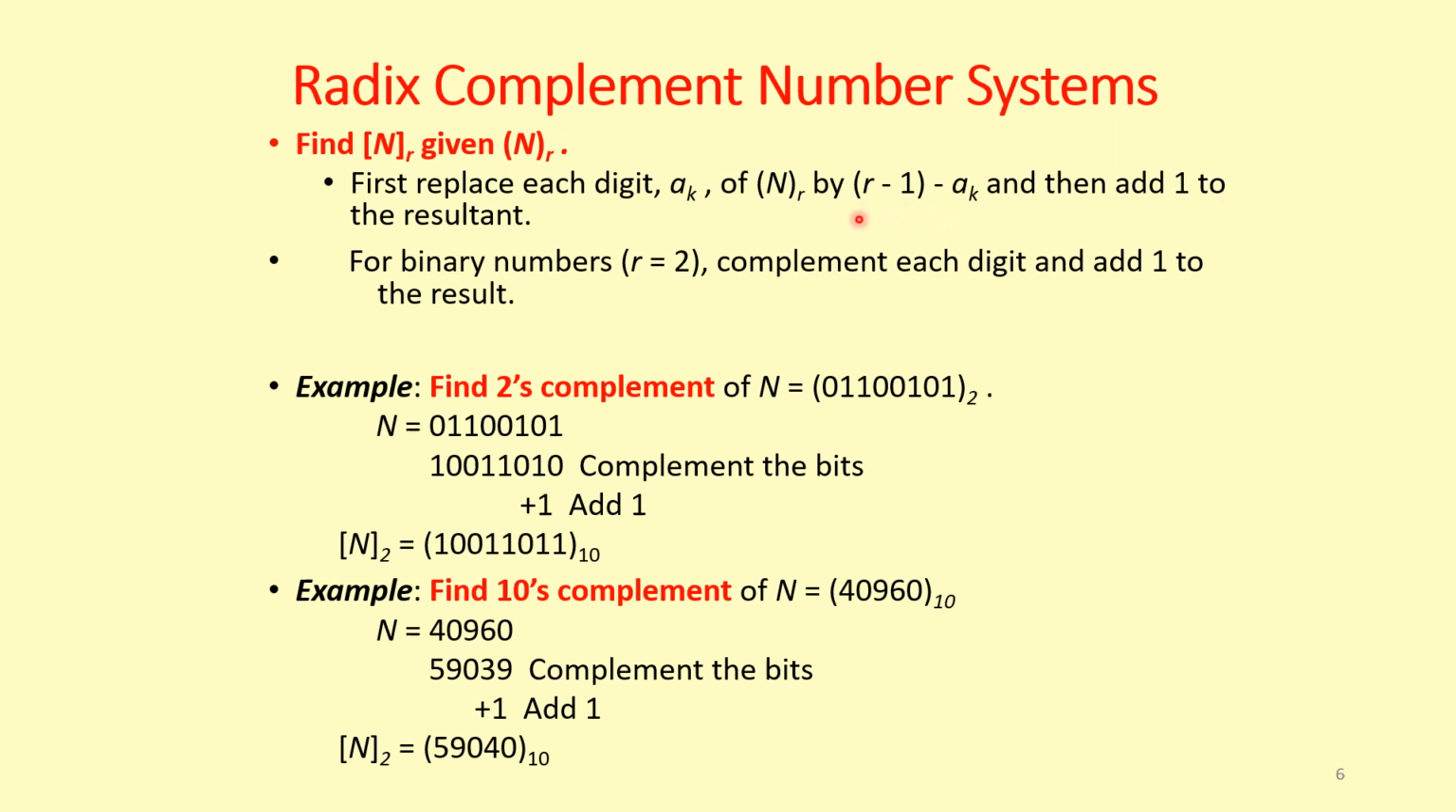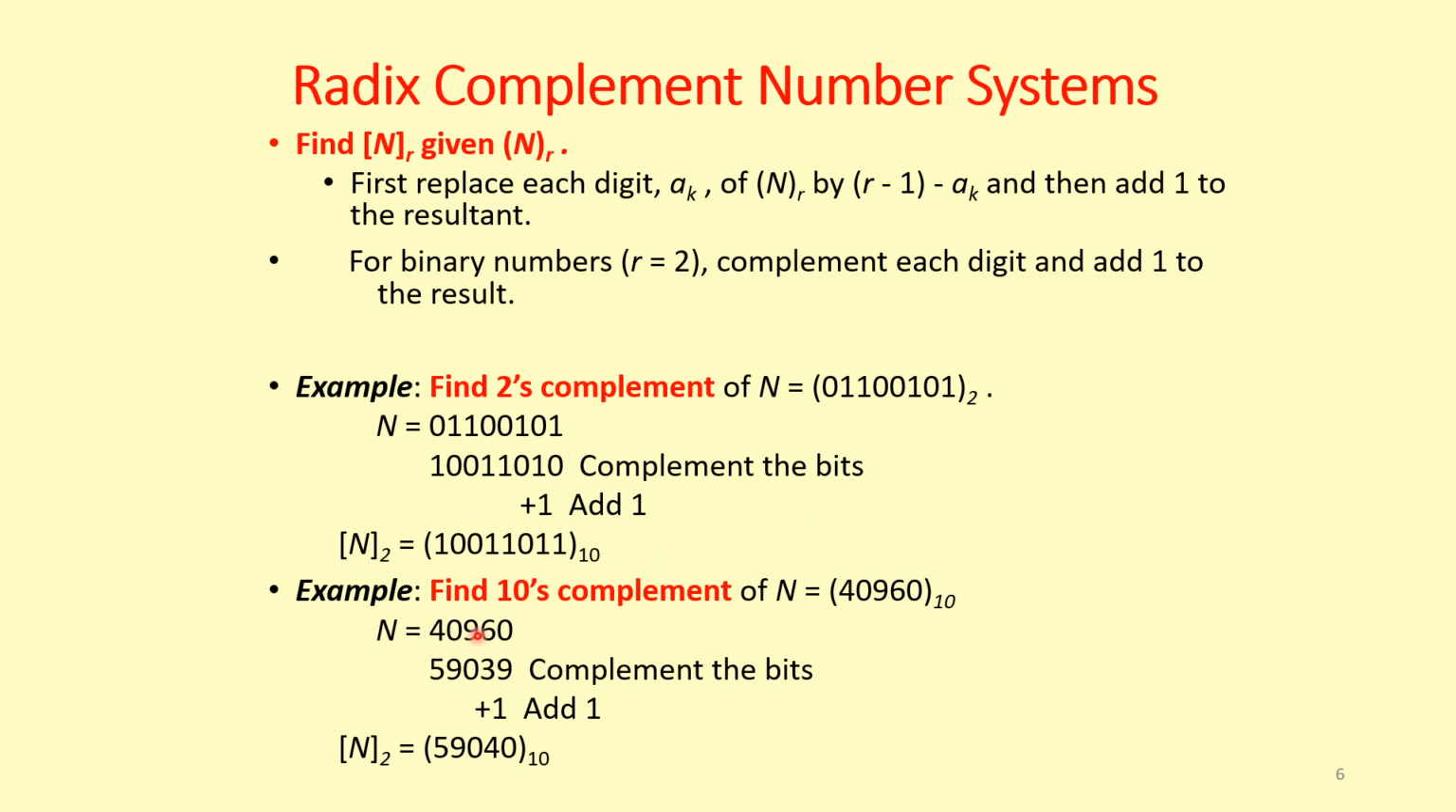So this is basically 1's complement plus 1. For binary numbers, r equal to 2, complement each digit and add 1 to the result. So here it is showing this big number, and you are complementing each digit. You can do it from the left hand side or the right hand side, it doesn't matter, because you are considering each bit separately. So you are complementing them, and later on you are adding 1. So this becomes the complement number.